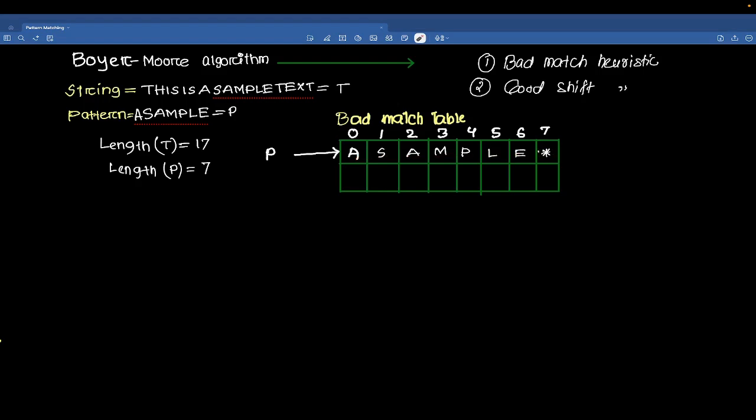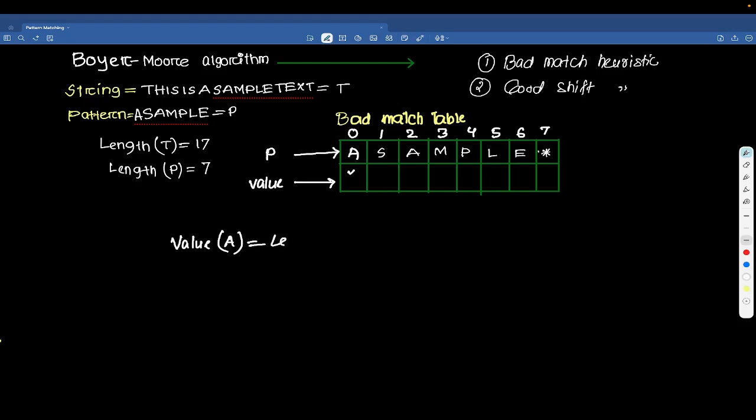First of all, to fill this table, we need to put certain values in the row here. In order to fill these values, we will be using a formula. Let's say this row is known as the bad match value. So how do I calculate the bad match value for A, say? The value of A is calculated as length of P minus index of A minus 1.